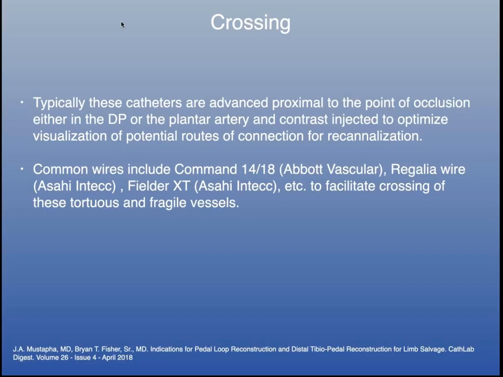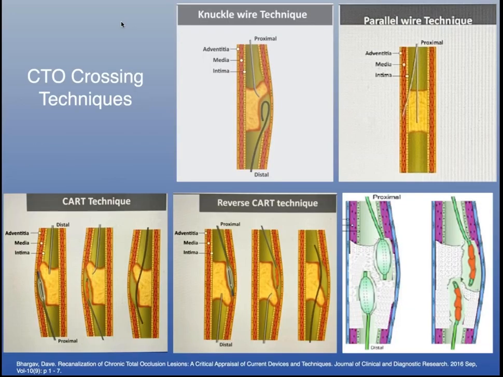Common wires that are used for these types of cases, really the Command 14, Command 18, Asahi, Regalia, Fielder XTs. There's others, you can use V14s as well. These are all guide wires you can use. You don't have to know all of them. Just become an expert at a few of them and get comfortable with them and use those. That's really meant for another talk, catheter and guide wire systems. And these will really help you facilitate crossing of these tortuous and fragile vessels.